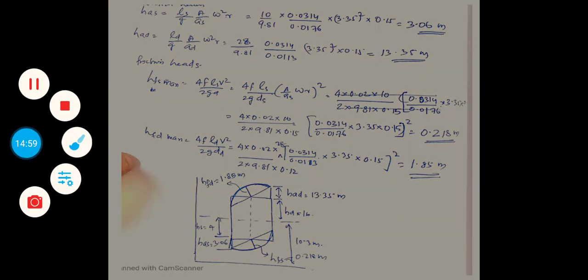On that, we will draw a parabola. The maximum value at the center of that parabola is 1.85 meter, that is H_fd max, and in the lower portion we will get the maximum H_fs value as 0.218 meter. This is the indicator diagram.